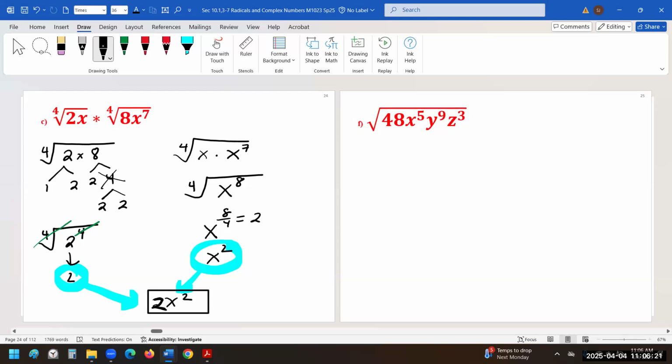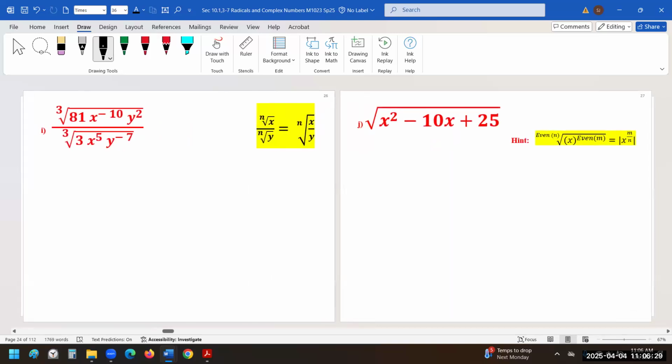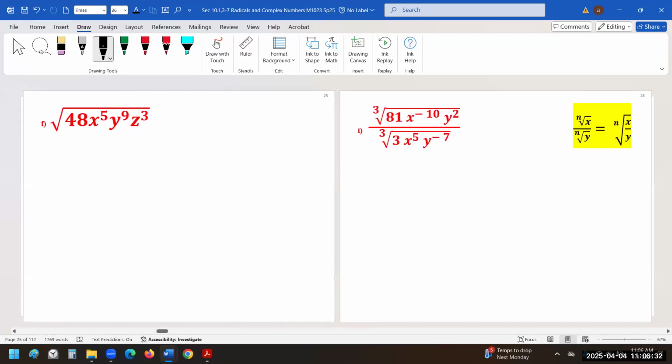Okay, try this by yourself. This is one of my favorites. And then I have one more. And then we have something different. So try this too by yourself. I mean, you don't have to do it by yourself, you can work with your neighbors.